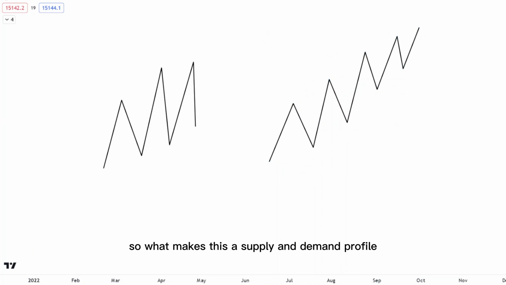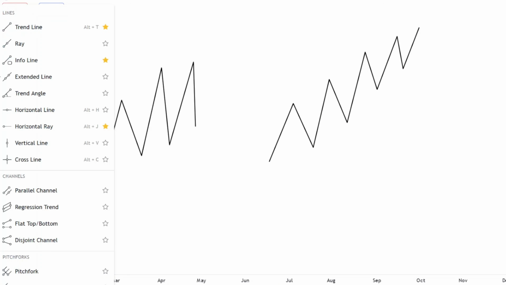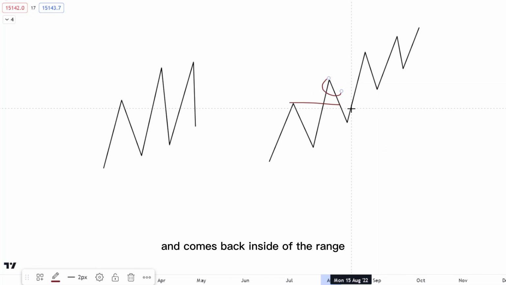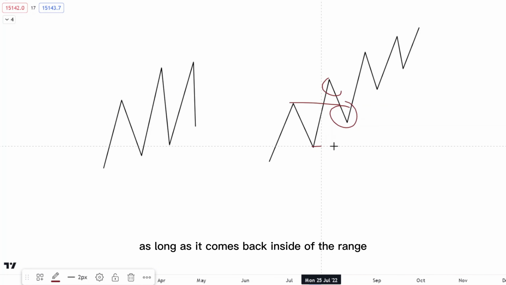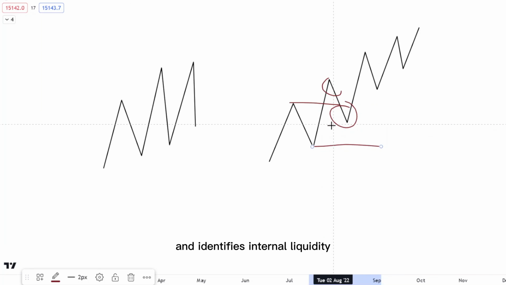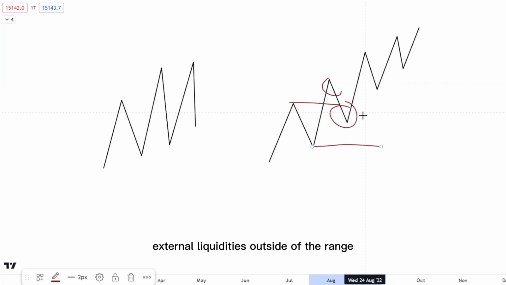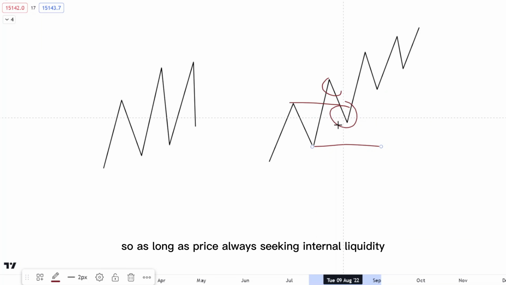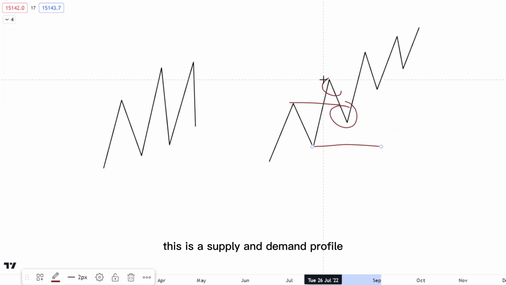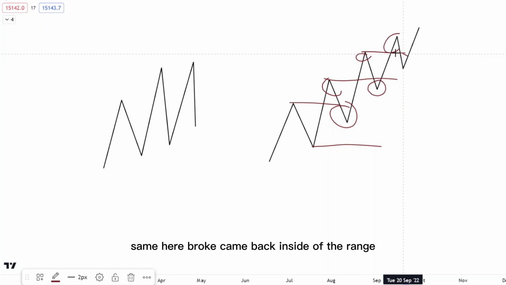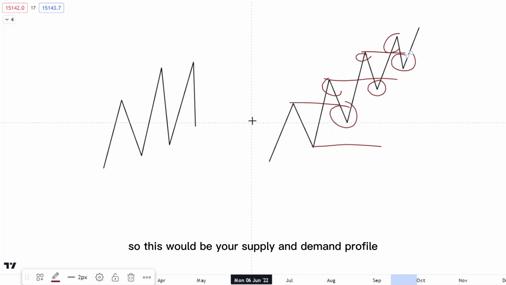So what makes this a supply and demand profile? Price is breaking highs and comes back inside of the range. As long as it comes back inside of the range and identifies internal liquidity, which is inside of the range, while external liquidity is outside of the range. So as long as price is always seeking internal liquidity, this is a supply and demand profile. Price broke this high, came back inside of the range. Same here, broke, came back inside of the range. So this would be your supply and demand profile.